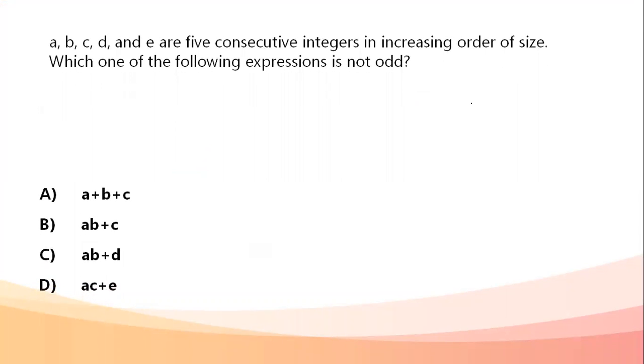The first question that had come up in the paper. A, B, C, D, and E are five consecutive integers. Consecutive means continuous and in increasing order of size. Which of the following expressions is not odd? So we need the expression that is even here.